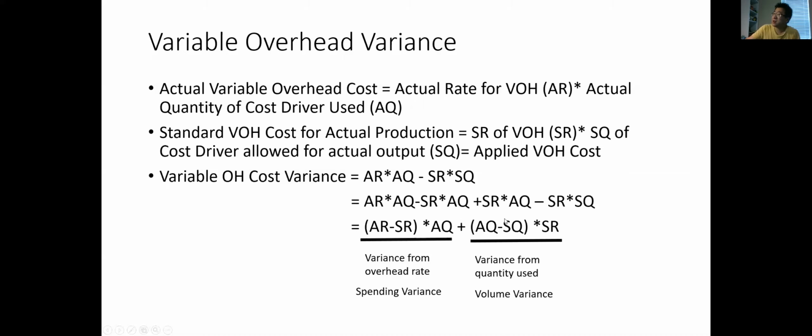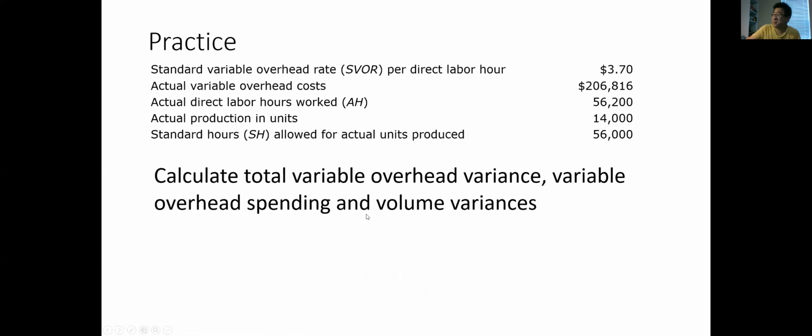And the second part is the multiplication of SR and the difference between AQ and SQ. So if they actually use more than planned, more than standard, then it's going to be positive again. It's not good. Okay, so this is a variance from quantity used, and we call it the volume variance. So let's take a look, do some practice.